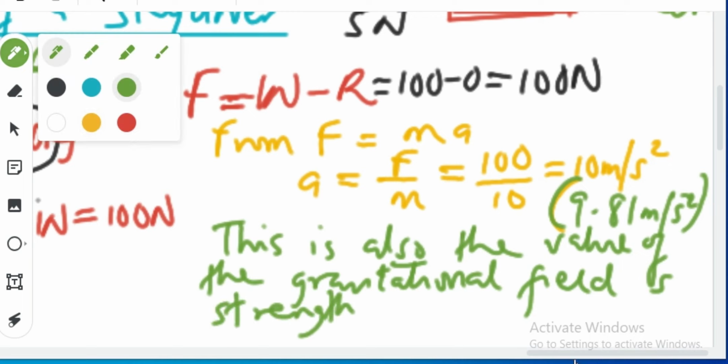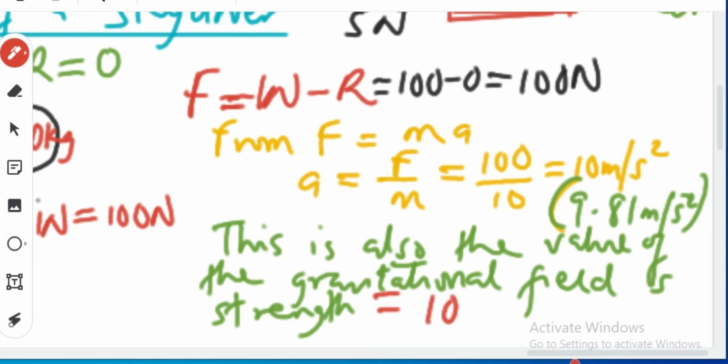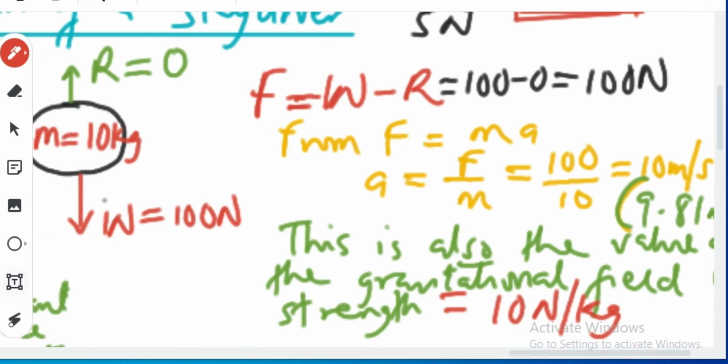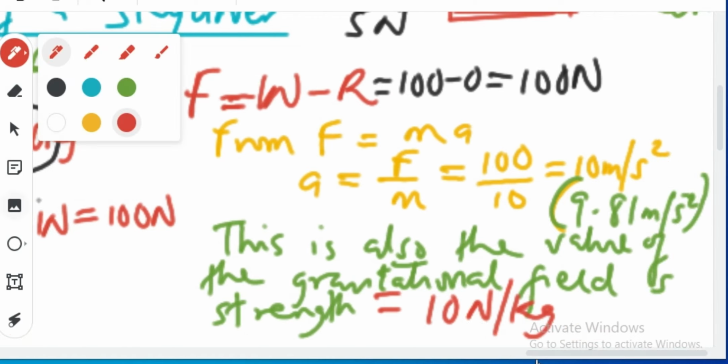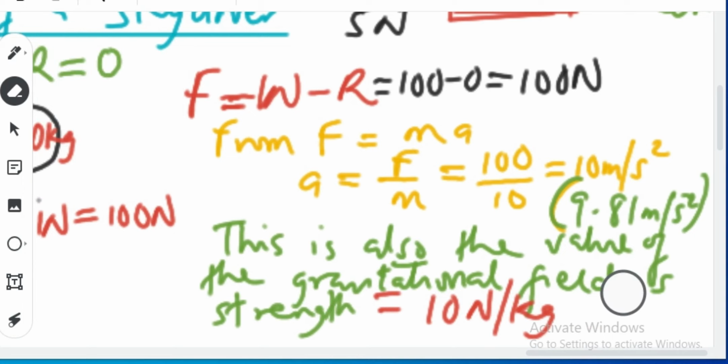The gravitational field strength on Earth is 10 Newton per kilogram. That's why whenever we are finding weight, we multiply it by 10, is it not? I said gravitational field strength is what? 10 Newton per kilogram. Gravitational field strength, we represent it with a small letter g. g is 10 Newton per kilogram.